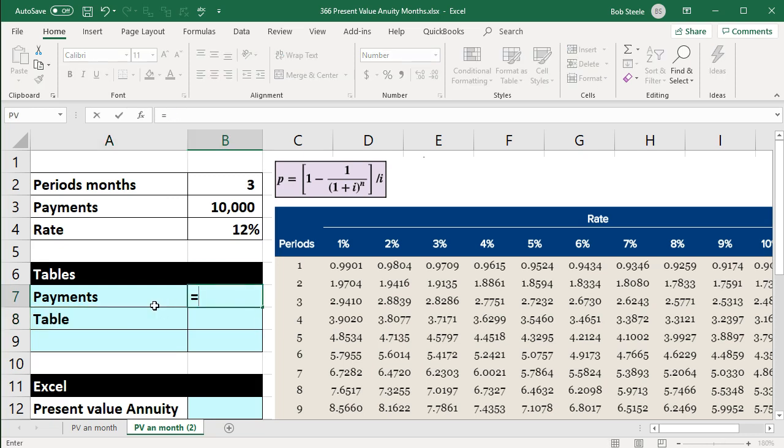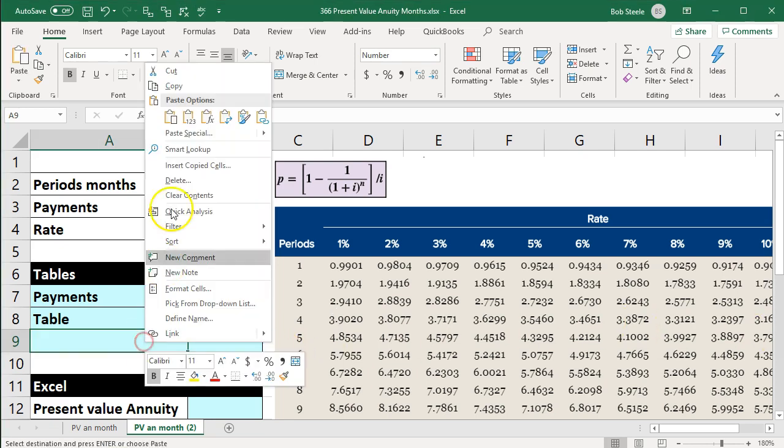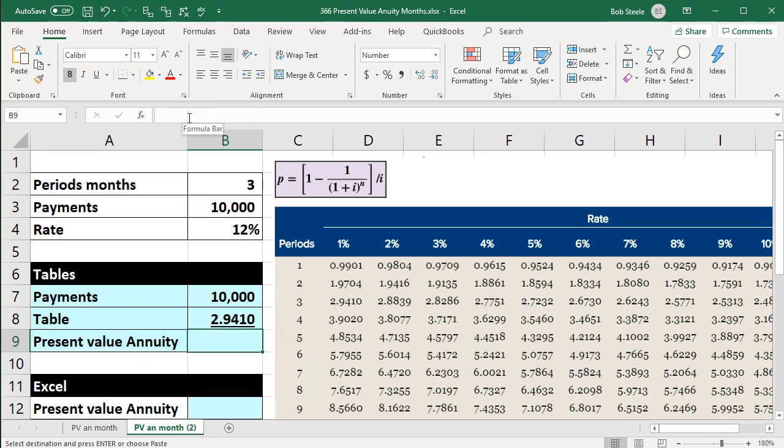So the payments will be 10,000, and the table amount is going to be the 2.9410, and that'll give us the present value of the annuity. So we'll have the present value of the annuity, which will equal the 10,000 times the 2.9410. Okay, so that's going to be the only difference here with the calculation. We've got to be mindful that the percentage needs to be in alignment with the periods that we're using, in this case months.